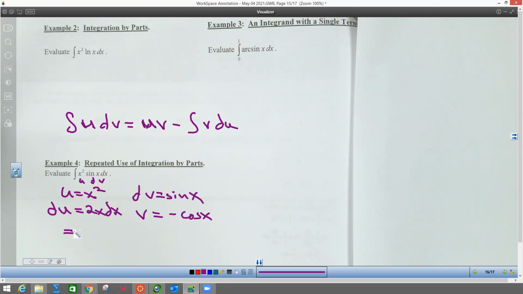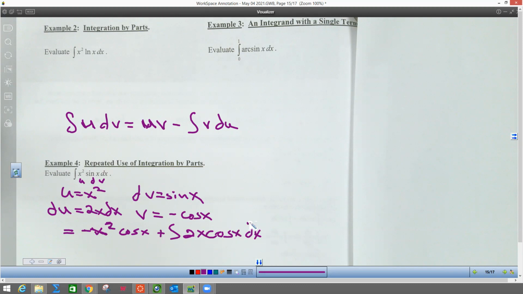So this is going to equal uv, which is going to be x squared times negative cosine. So I'm going to take negative times x squared. It's negative x squared cosine x. And it's going to be minus the integral of v, which is also negative cosine x. We're going to take that negative out front with this negative to make a positive cosine x. And we got the du. So we're going to stick the 2x in front of that cosine x. And then we're going to stick the rest of the du, the dx, out here at the end.